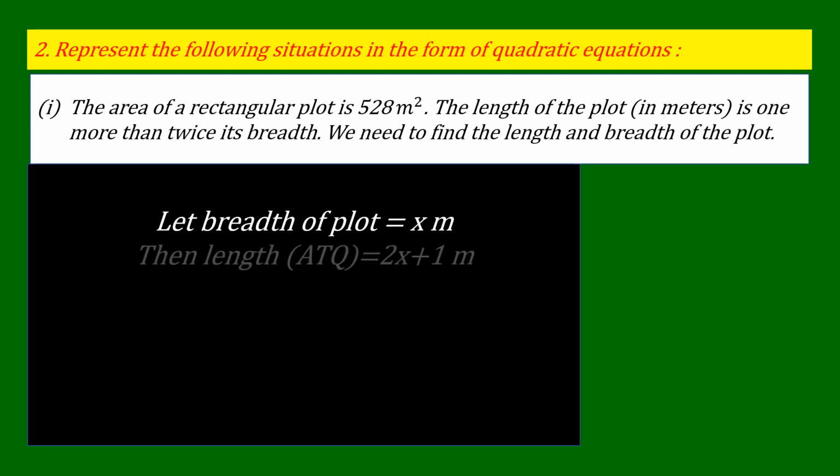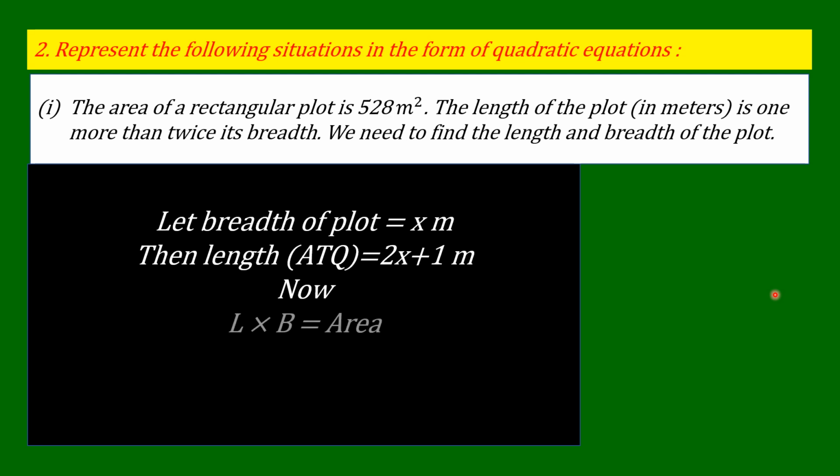If the breadth is x meter, then length is one more than twice of x, which is 2x, right? Twice the breadth x is 2x, and one more is 2x plus 1. So the length will be 2x plus 1 meter, right? Now area, length into breadth, is equal to area. Length is 2x plus 1 and breadth is x. So (2x plus 1) into x is equal to 528.